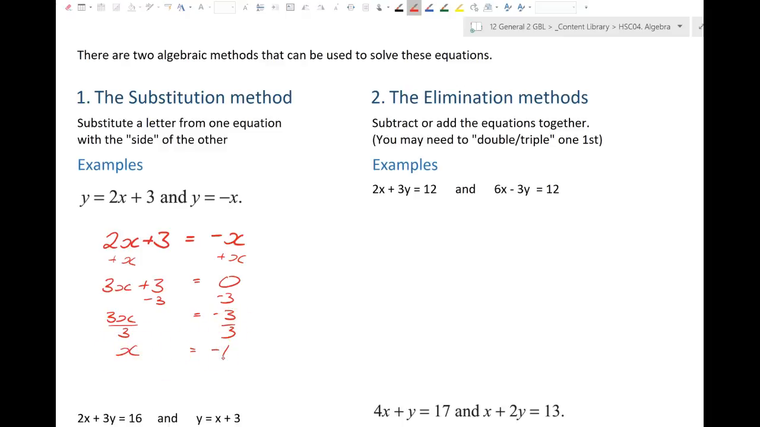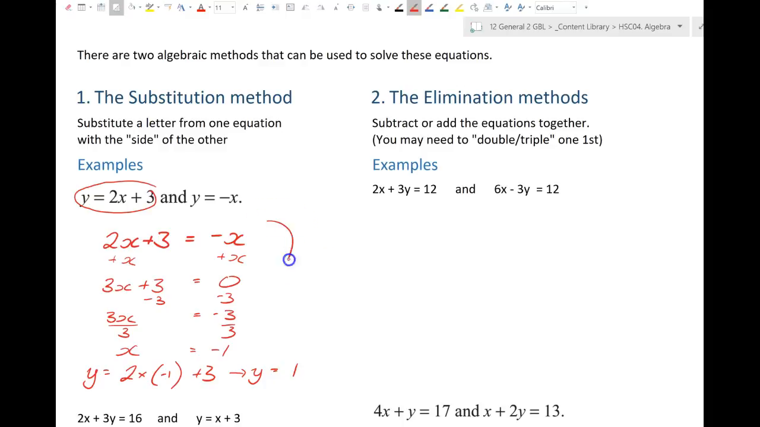Now we've got the solution for x. What we have to do now is put that back in, or substitute it back into either of the rules that we have, and work out what the corresponding y value is. So I might go back into this first rule. So we know x is minus 1. So that rule says y is 2 times that x value plus 3. Then we work that out, we'll get that y is equal to 1. So 2 times negative 1 plus 3 gives us 1.